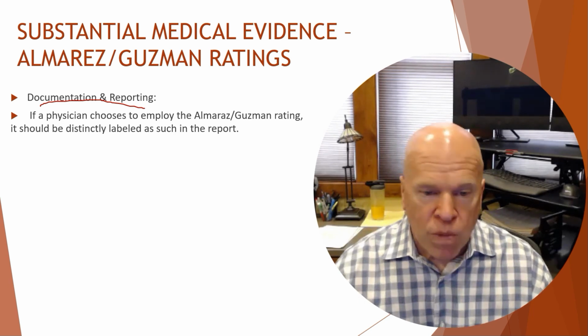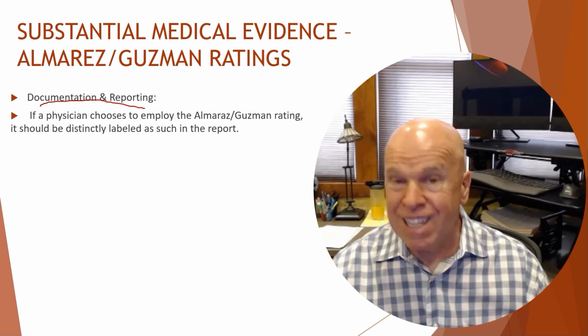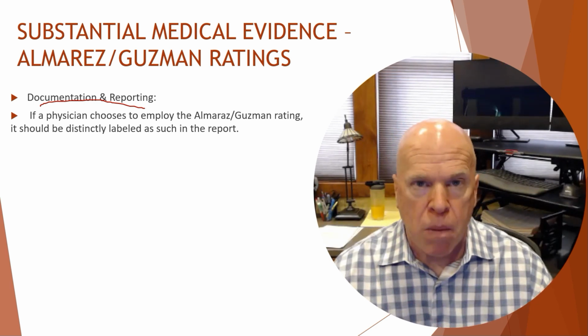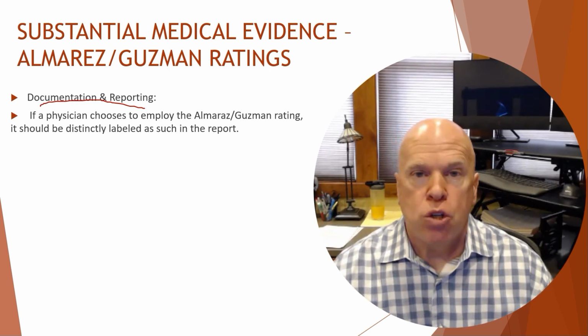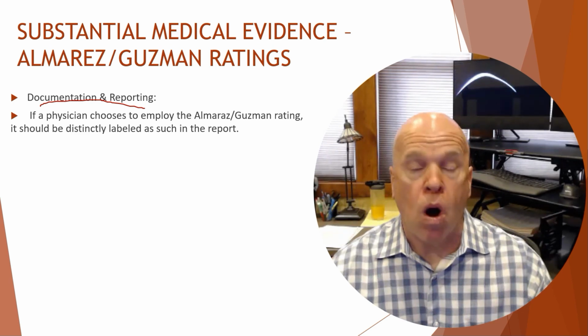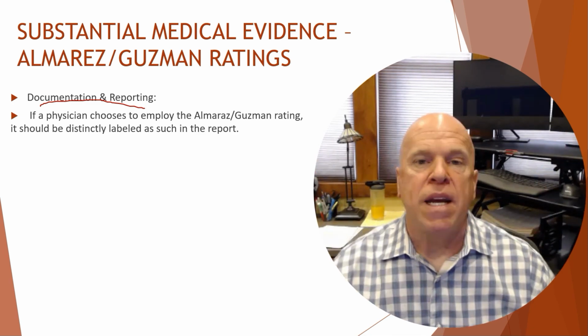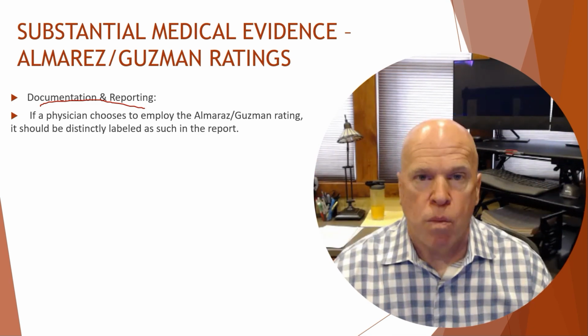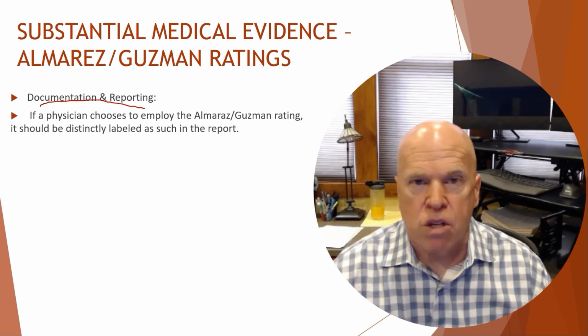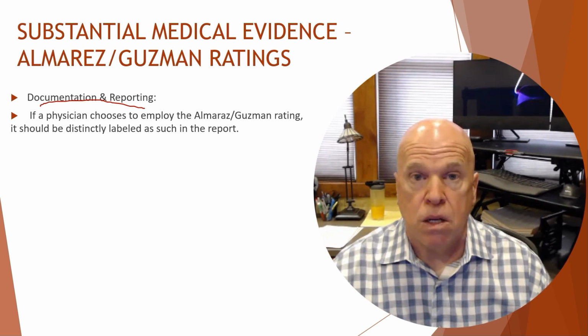So if you're going to employ an alternative impairment rating, you should specifically label your alternative impairment rating as such, and you should include this in a separate section within the overall section of the permanent impairment rating section of your report. So in the permanent impairment rating section of your report, you can think of this section of your report being divided in two subsections.